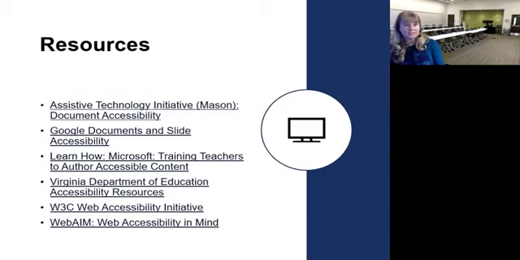So I do have some resources. The Virginia Department of Education has published some things to help you out with accessibility. Assistive Technology Initiative at Mason does as well. And then we have national organizations and standard setting agencies that have really good information to help you if you want to learn more about accessibility.